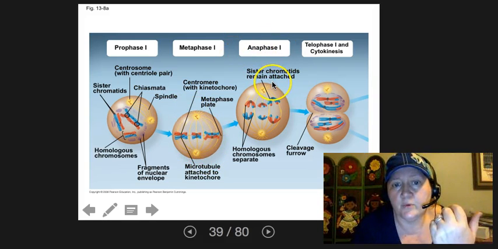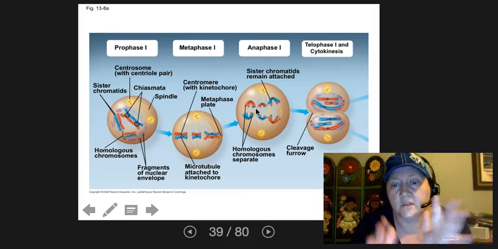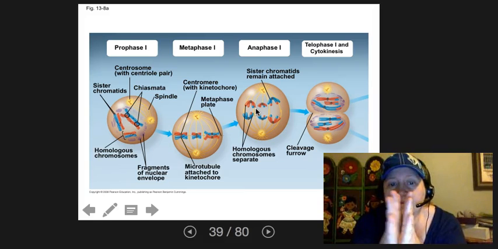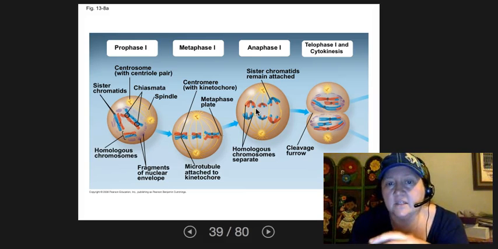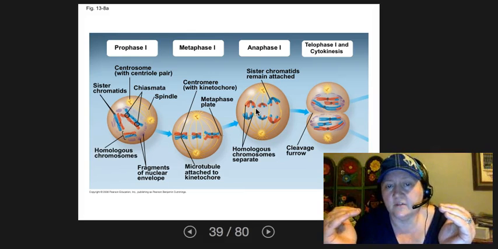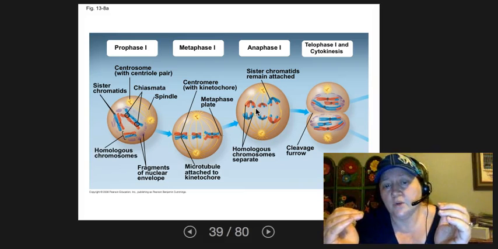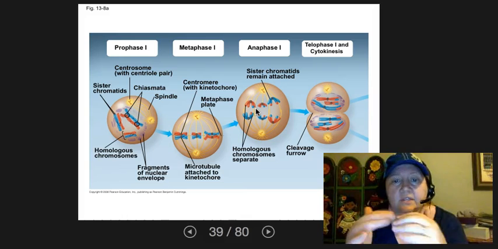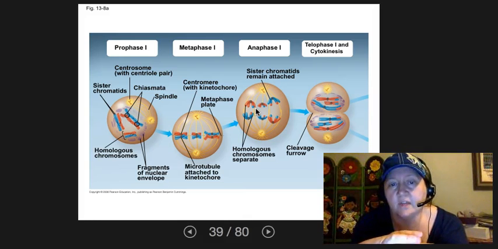In anaphase 1, we start pulling apart these chromosomes. The sister chromatids stay attached to one another. It's just the homologous pairs that separate. But what's happened is we've had the opportunity for crossing over, a chance for exchanging DNA. Then they separate out, and then comes telophase 1 and cytokinesis. In telophase 1, we're going to see the nuclear envelope reform and the nucleolus reappear. We're going to see all the things we've seen and talked about in telophase.